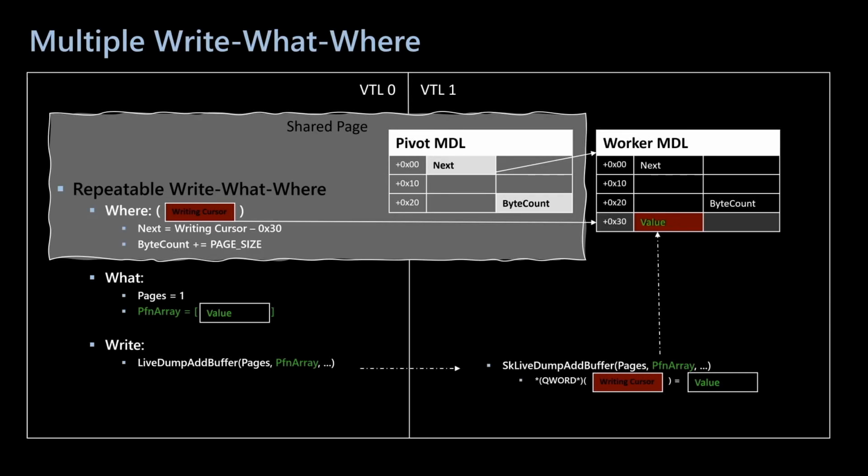After the worker MDL has been activated, I can do a repeatable write-what-where. Where is determined by the next pointer and byte count of the power to MDL. The writing cursor is pointing to the overwriting target. What is parsed as parameters to the left dump at buffer secure call. Here, I use just one page frame number, which is exactly one keyword. This is the overwriting content. Trigger the left dump at buffer secure call, which will do the final overwrite. In this way, I can do the write-what-where trick accurately and repeatedly.